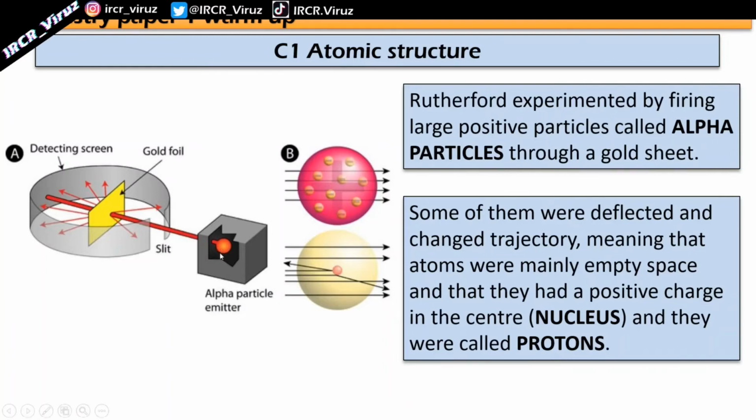Okay, so what we have here is the source. Alpha particles were fired through a tiny gap in the lead box, and as they go through, after they collide with the gold foil, a vast majority of them actually went straight through. Some of them changed trajectory, meaning there must have been something that they collided with that made them change direction, and the ones that hit dead on straight actually bounced back.